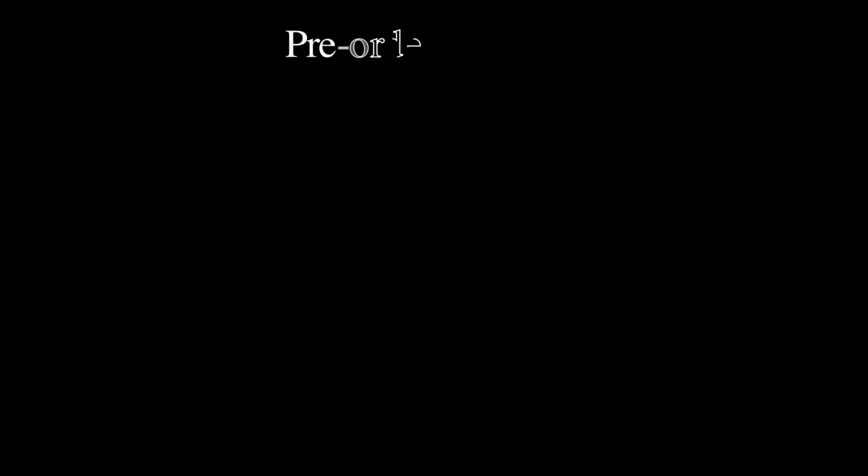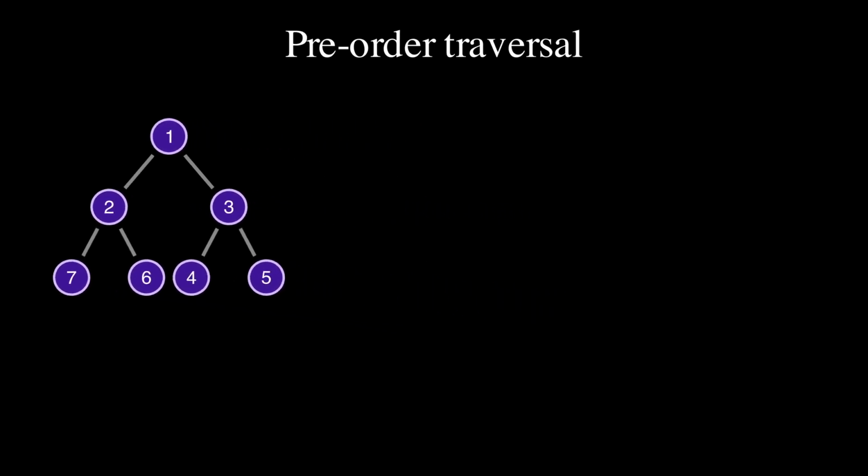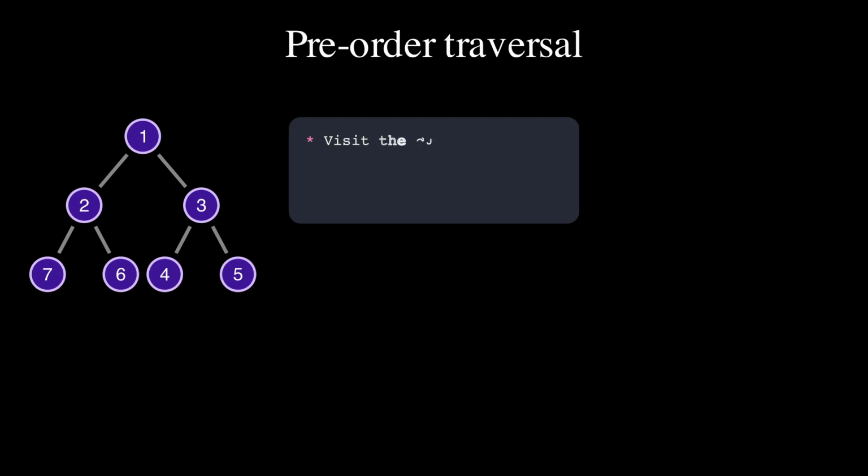Let's see how to implement pre-order traversal. We have this binary tree and would like to traverse it pre-order. For the pre-order traversal algorithm, we visit the current node, traverse the left subtree, and traverse the right subtree.